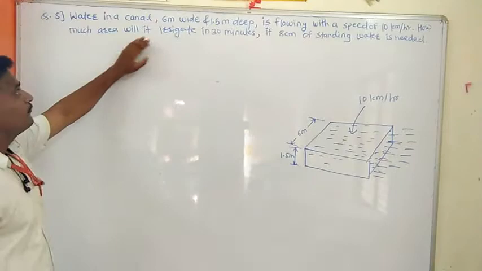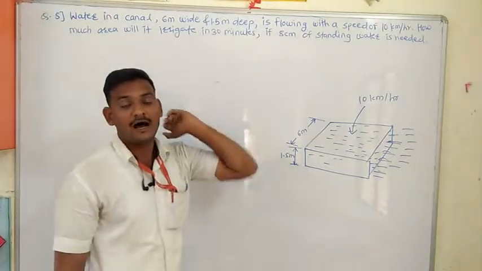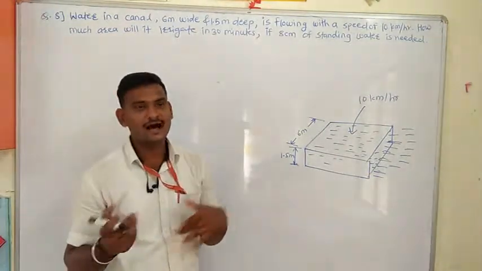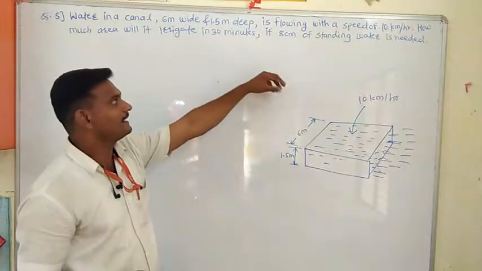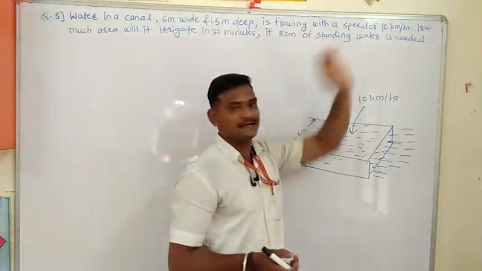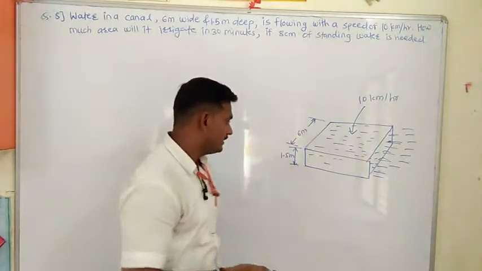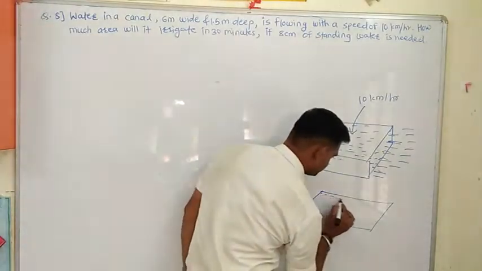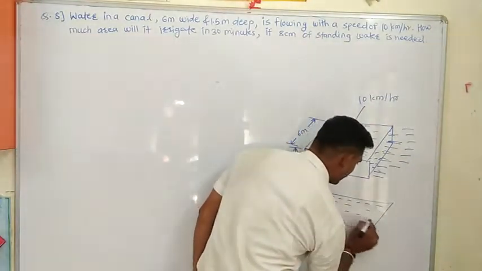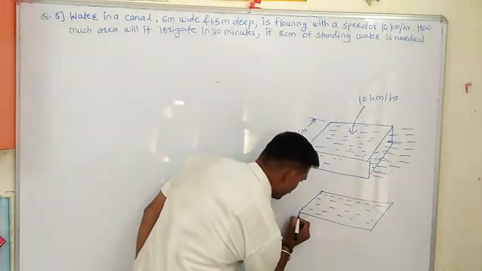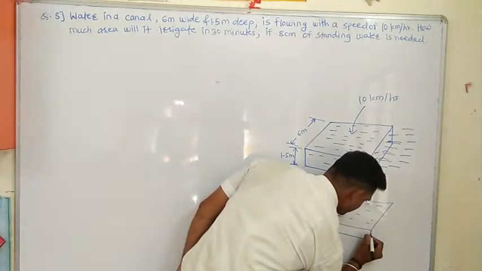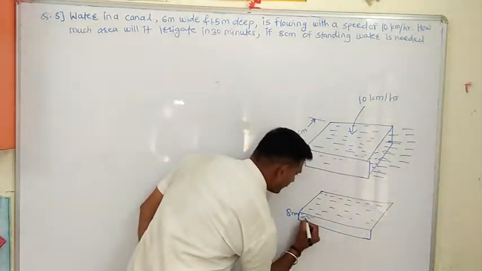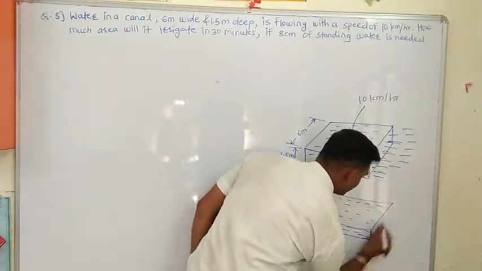Now, how much area will it irrigate in 30 minutes? 30 minutes means in a half hour. In a half hour, how much area will it irrigate? If 8 centimeter of standing water is needed, suppose there is a field, this is a field. In this field, we require water, this is water, and how much amount of standing water do we require here? That is 8 centimeter. Suppose this is 8 centimeter water. This much amount of water we require to irrigate the field.